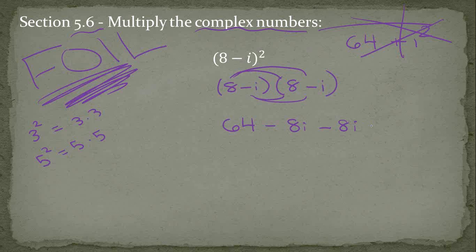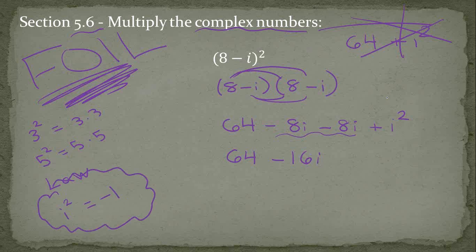a negative times a negative at the end is positive, and I times I is I squared. So we have 64. You can combine these like terms. Negative 8 minus 8 is negative 16. And here's where we have to use our law of imaginary math. Another really good flashcard. Whenever you get an I squared, our definition is that it equals negative 1. So since I got an I squared here, that becomes a negative 1.